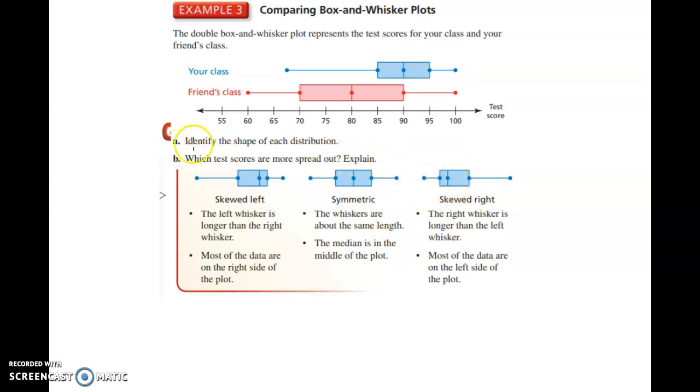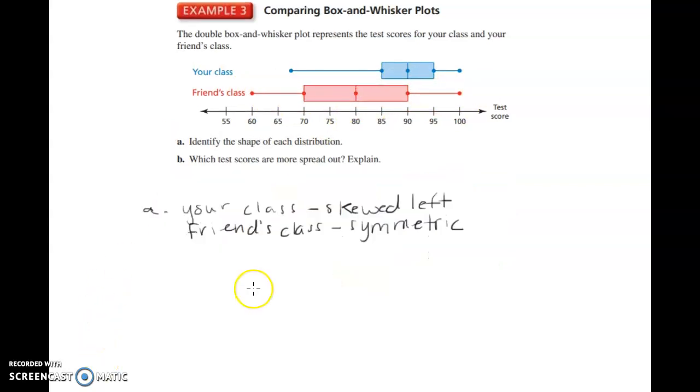So here, A said to identify the shape of each distribution. So if we look at your class's data, it has this longer whisker on the left-hand side. So this one is going to be skewed left. And your friend's class seems to be more symmetric because the whiskers are about the same length and the median is in the middle. So your class is skewed left, your friend's class is symmetric.